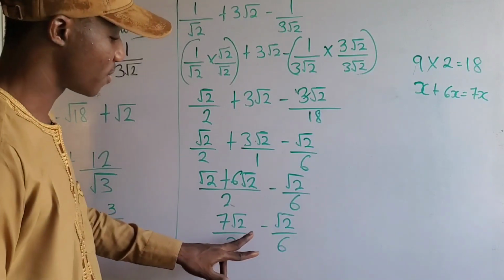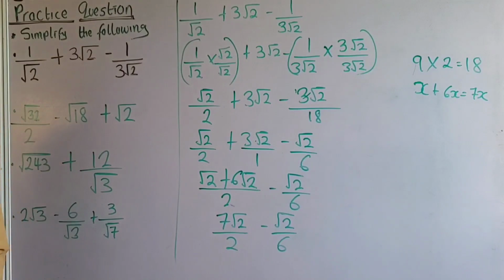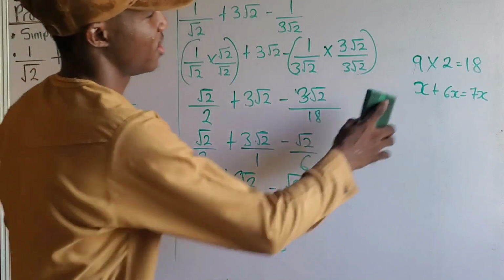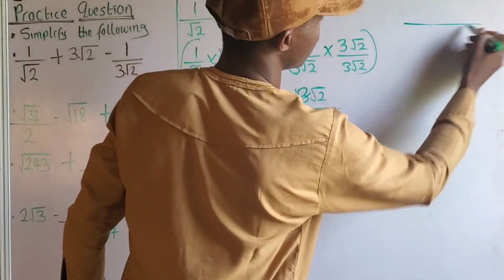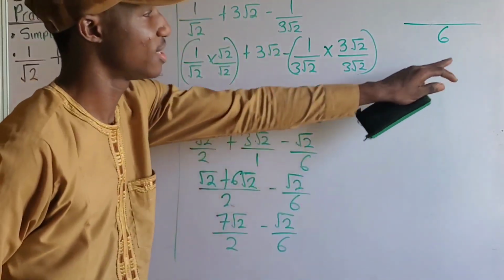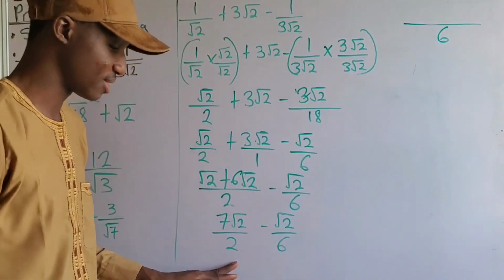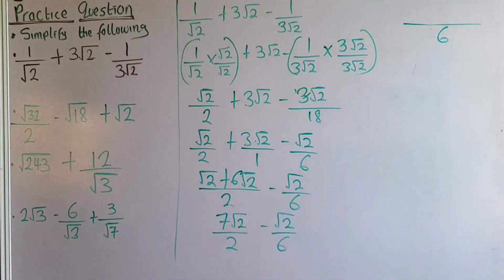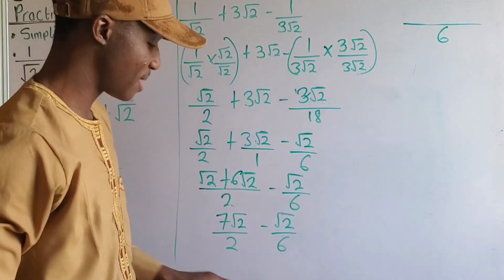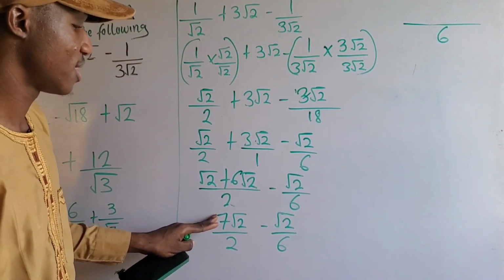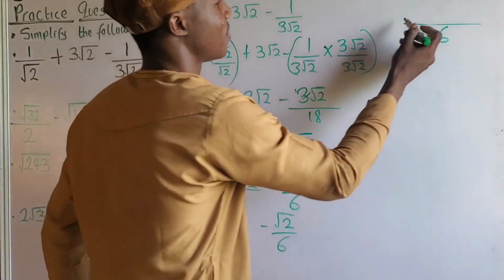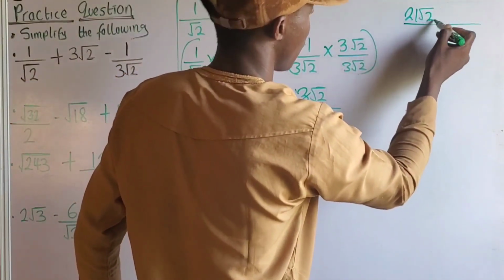Take the LCM of 7 root 2 over 2 minus root 2 all over 6. The LCM is 6, right? Yes. So let me erase this. The LCM is 6, so I'm going to have this all over 6. 6 divided by 2, that is 3. 6 divided by 2, that is 3. 3 times 7 root 2, that will be what? 21 root 2. So I'm going to have 21 root 2.